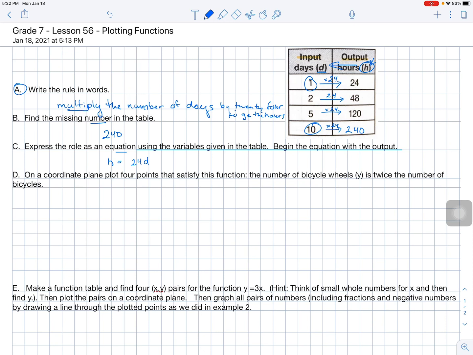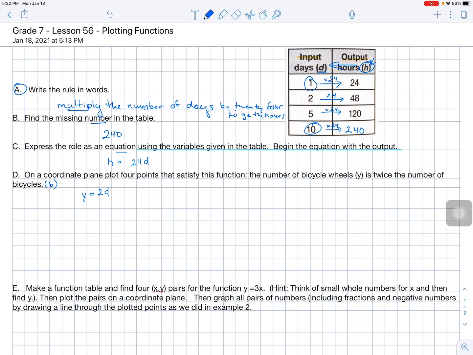All right. Let's move on to D. It says, on a coordinate plane, plot 4 points that satisfy this function. The number of bicycle wheels is twice the number of bicycles. And I think that was supposed to have B on there. So Y equals 2D.